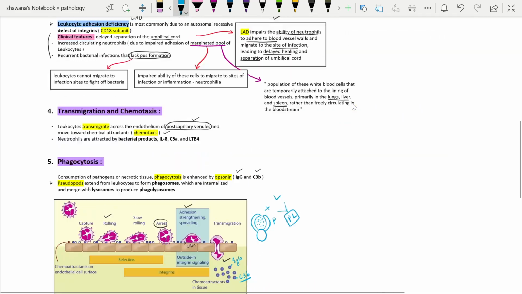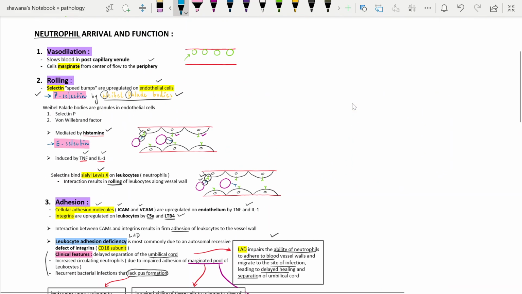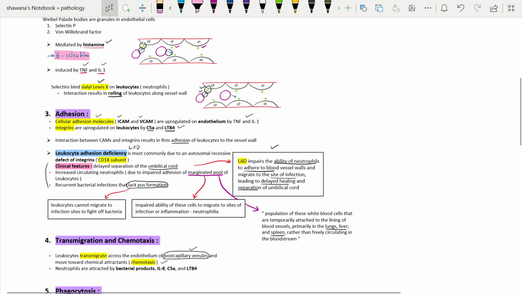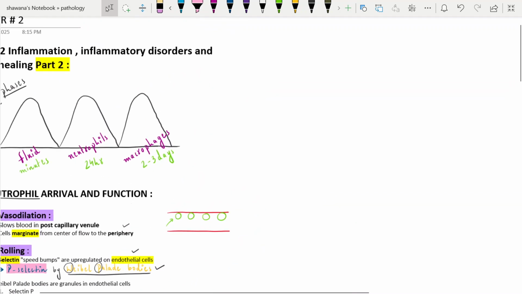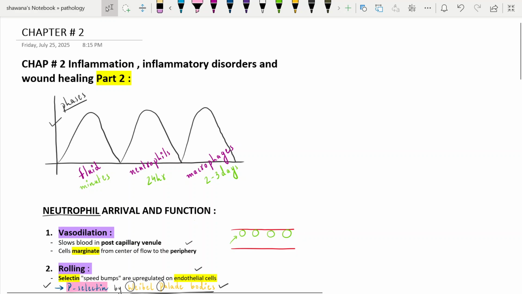So we have discussed the steps of neutrophil arrival and function: vasodilation, rolling, then adhesion, transmigration, chemotaxis, and the last is phagocytosis. And in the next video, we'll discuss the remaining steps of acute inflammation and neutrophil arrival and function.